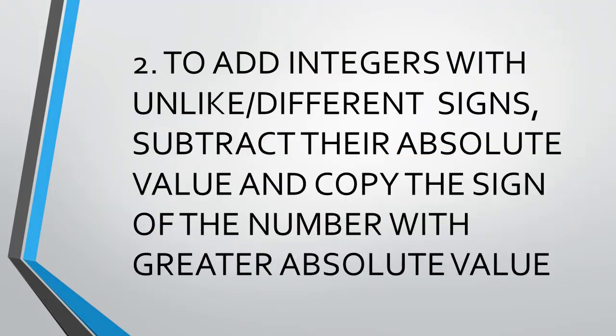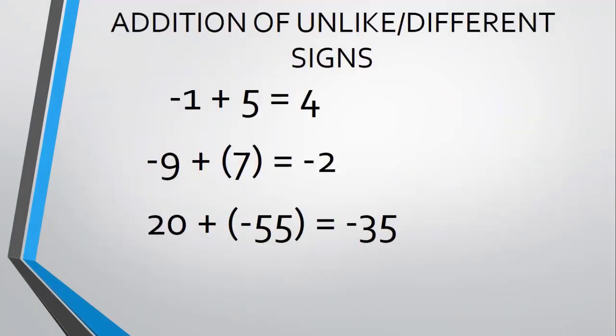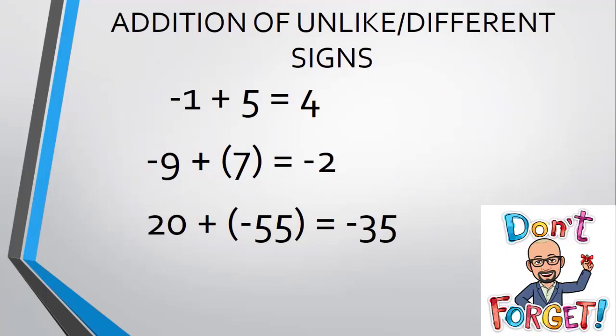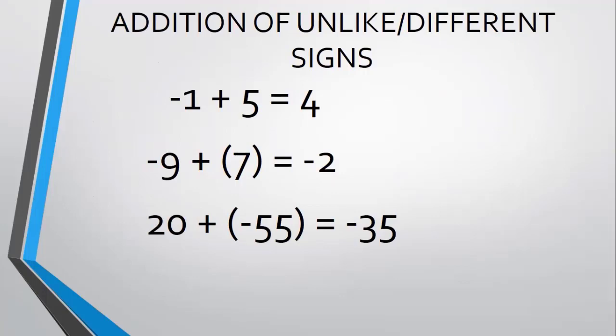Number 2 rule. To add integers with unlike or different signs, subtract. Take note, subtract their absolute value and copy the sign of the number with greater absolute value. Here's the example. Negative 1 plus positive 5 equals positive 4. Again, the rule here is to subtract their absolute value. So the absolute value of 5 is 5 and the absolute value of negative 1 is 1. 5 here has a greater absolute value and the sign of 5 is positive. So our answer is positive 4.